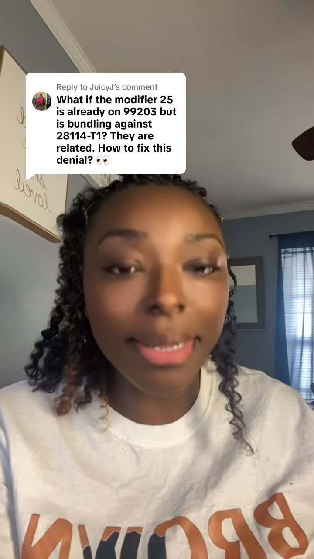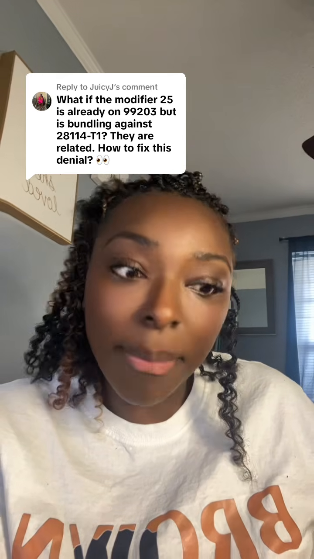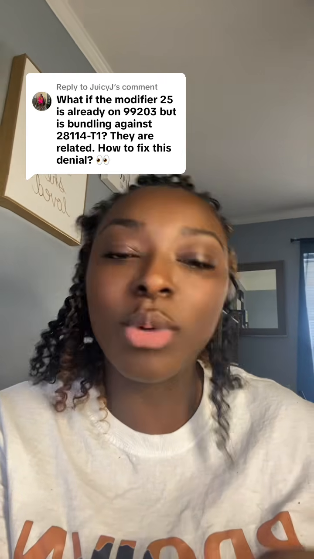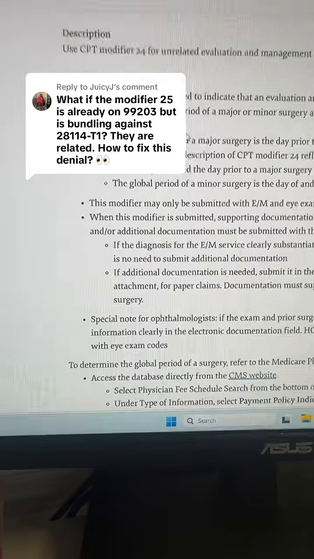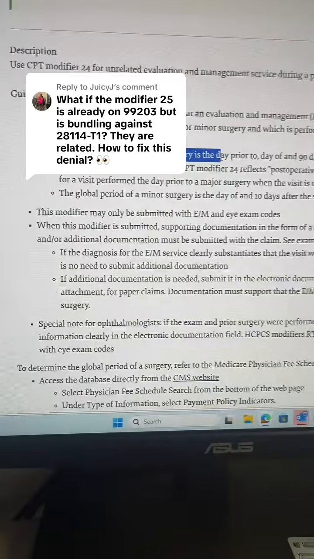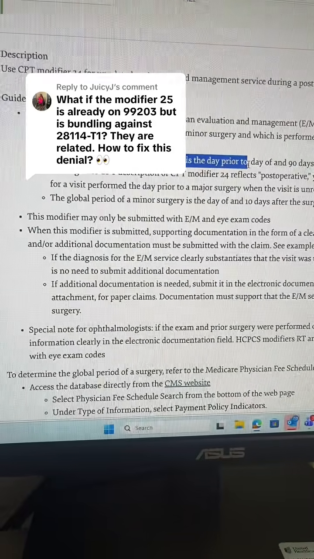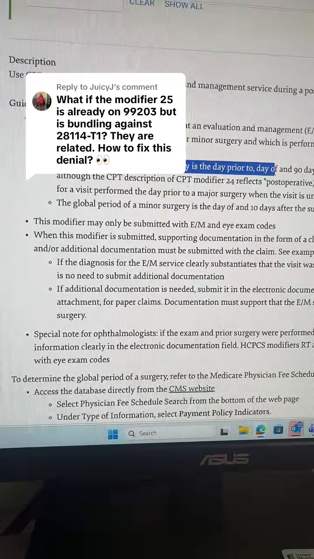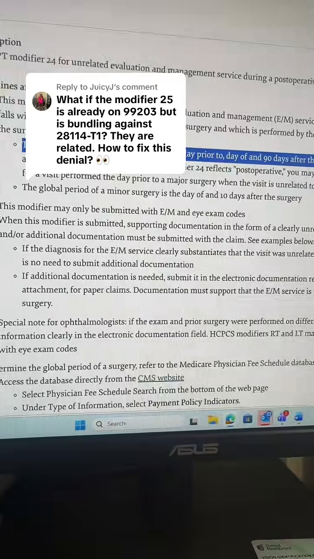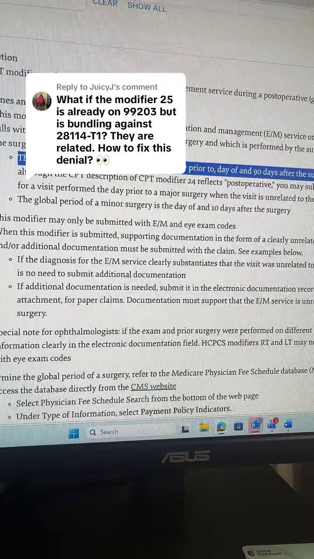Now, if indeed your E&M service is a completely, significantly separate E&M service from this major surgery, the correct modifier that you need to be using is modifier 24 and not 25. The reason why is because modifier 24 is the modifier that you are going to use if the patient received an E&M service the day of or the day before a 90-day global period surgical procedure.